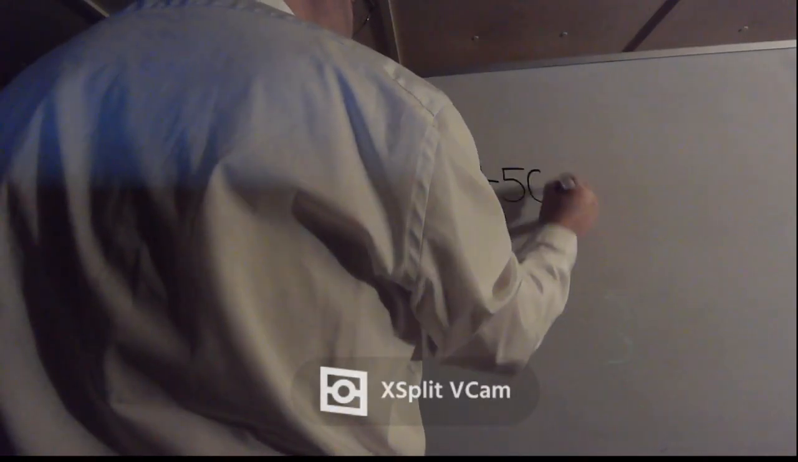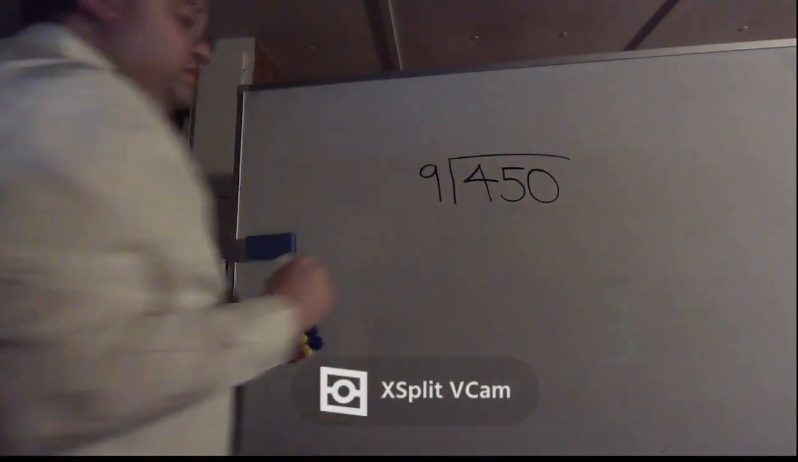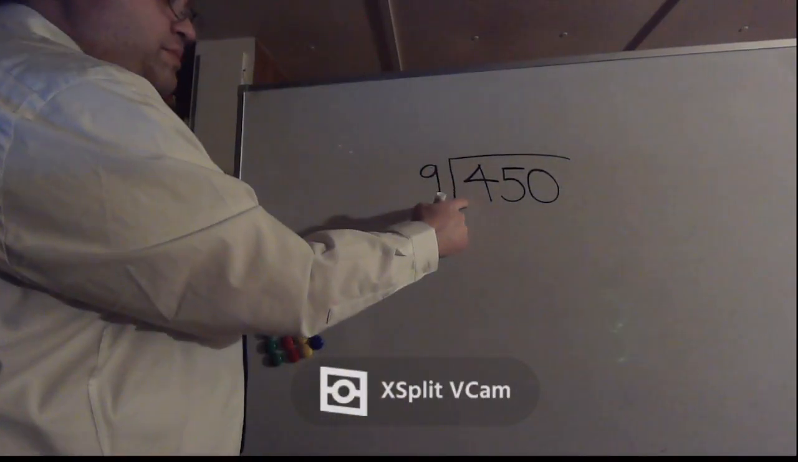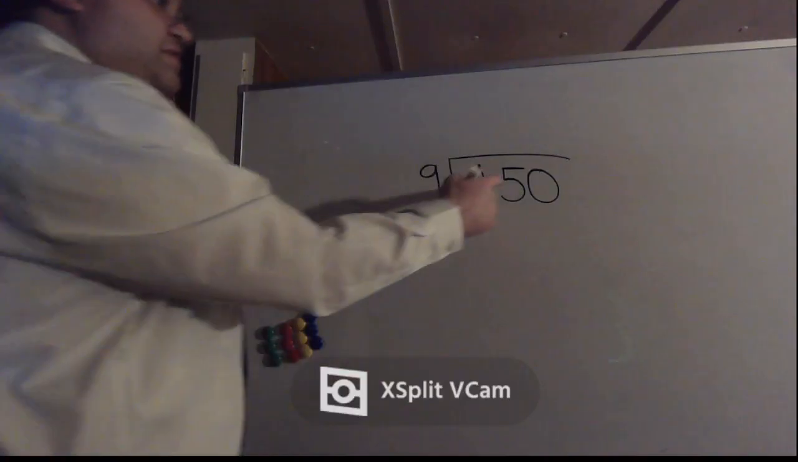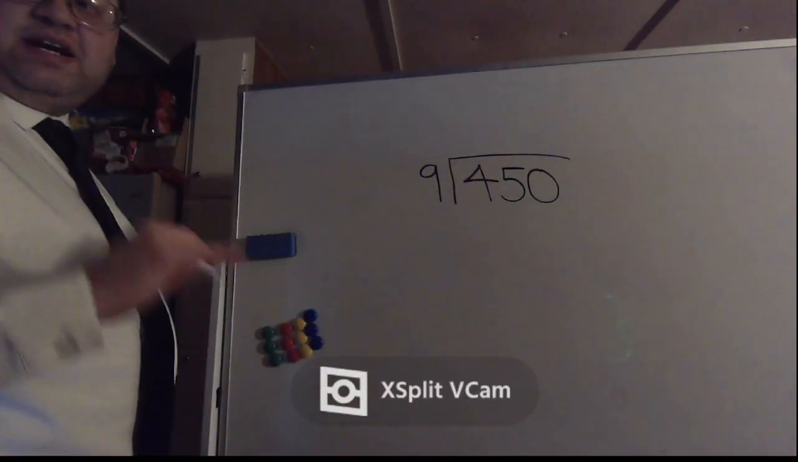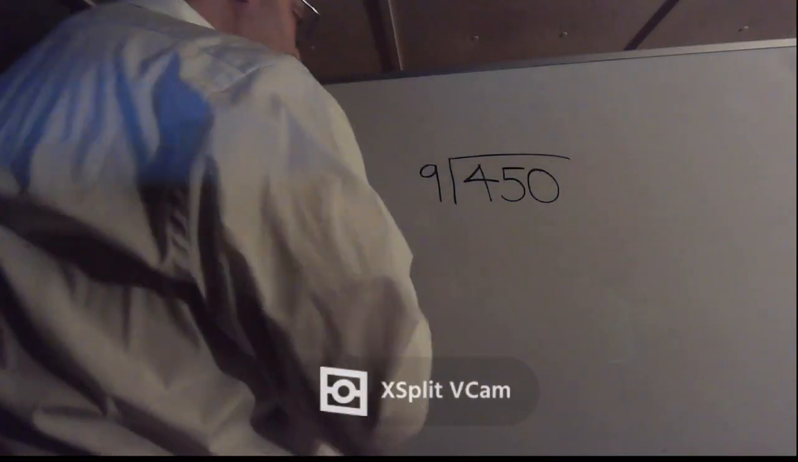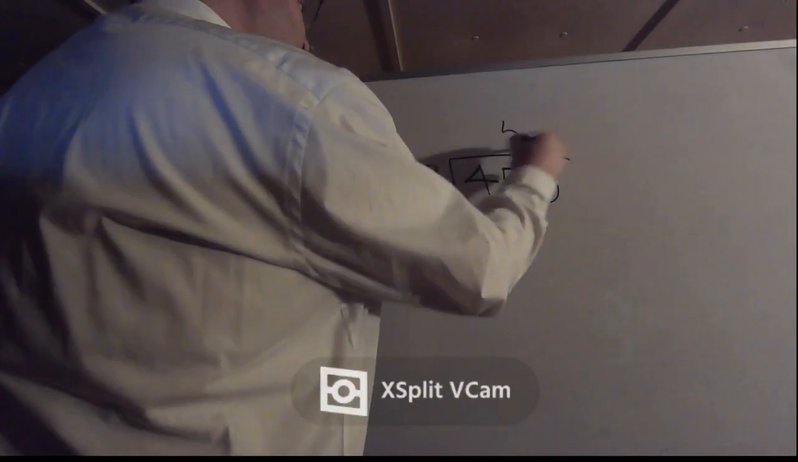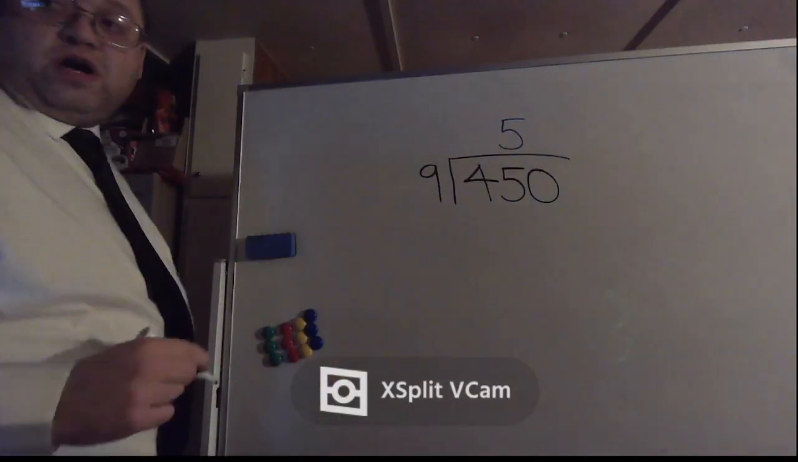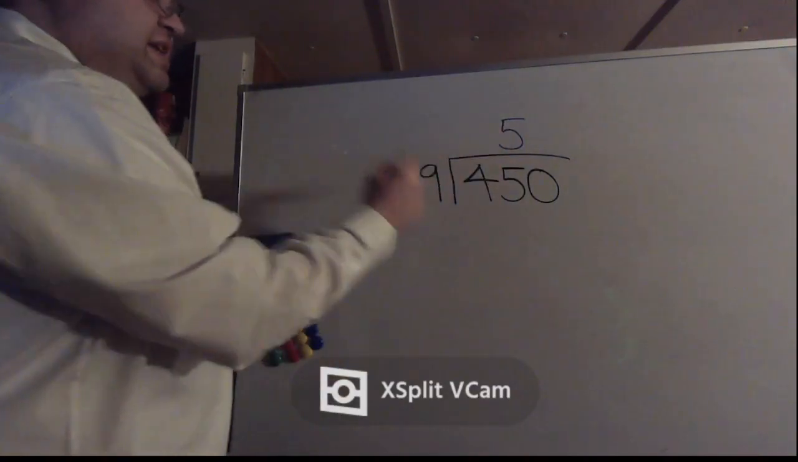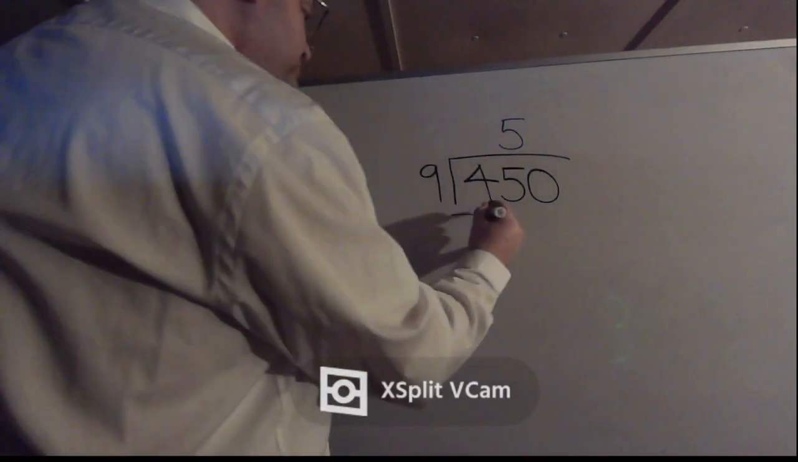Let's do another simple one here. 450 divided by 9. So 9 doesn't go into 4. 9 goes into 45, though. How many times does 9 go into 45? Well, that goes in 5 times. 9 goes into 45 here 5 times. All right. So 5 times 9 is 45.